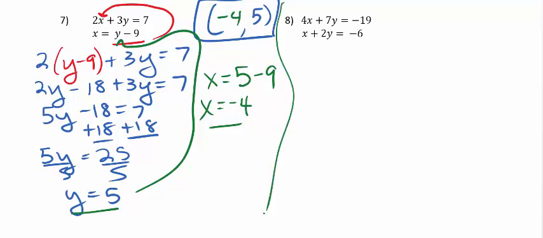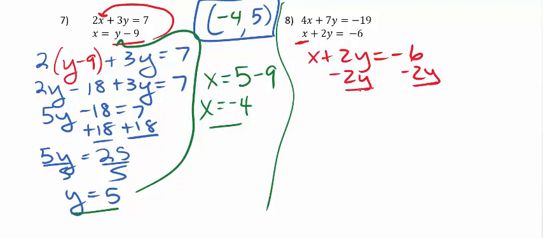In number 8, we don't have a variable that's alone. So we need to solve either for x or y in either the first equation or second equation, whichever one's easiest. And I can see in the second equation, the x here is the easiest one to get alone. So I'm going to take my x plus 2y equals negative 6, and I'm going to get that x alone by subtracting 2y from both sides, and I get x equal to negative 6 minus 2y.